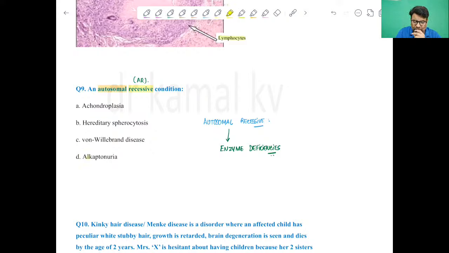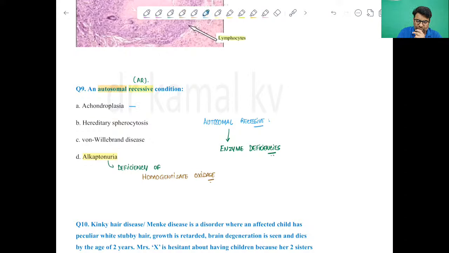alkaptonuria, and we know that in alkaptonuria, what is the enzyme deficiency? There is deficiency of homogentisate oxidase. Clear? So this is an easier way of remembering the conditions which can have autosomal recessive inheritance. Otherwise the list is very long and it is very confusing for the students.